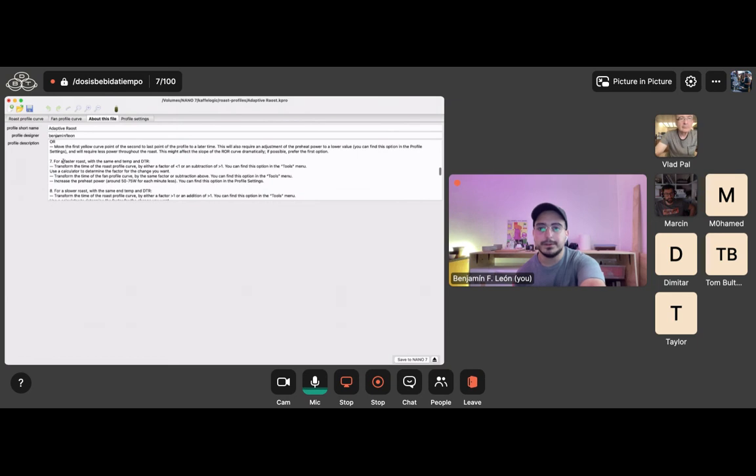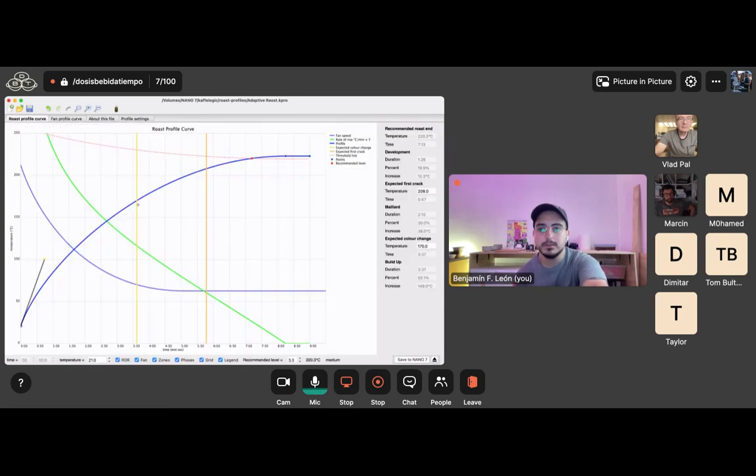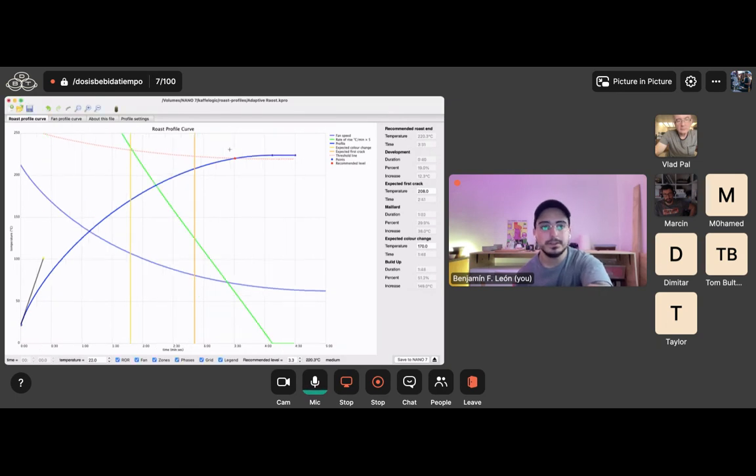Okay, so for a faster roast, this is pretty much the same as I said for the temperature, but with the x-axis, right? So you can transform the time of the roasting, with Command or Control T, and just apply a factor. So if you want the same roast to happen in half the time, you just press 0.5, and instead of 7 minutes 13 over here, you would get 3 minutes 30. And as you can see, the slope of the ROR curve is way higher.